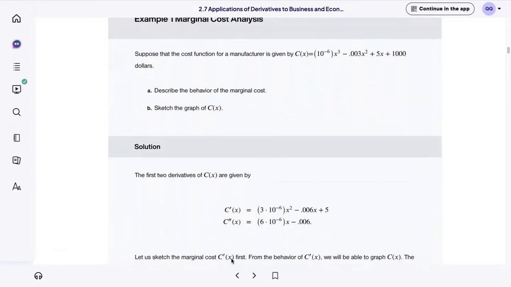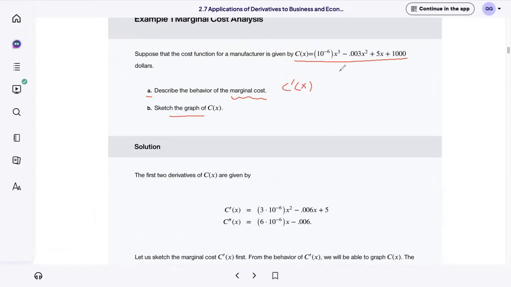So let's see this example. Suppose that the cost function for a manufacturer is given as such. So this is a cost function, in terms of X, where X could be the quantity of a product produced. So A, describe the behavior of the marginal cost. Marginal cost means the derivative. So in business, when you see marginal, that's a hint of derivative. Then we want to sketch the cost.